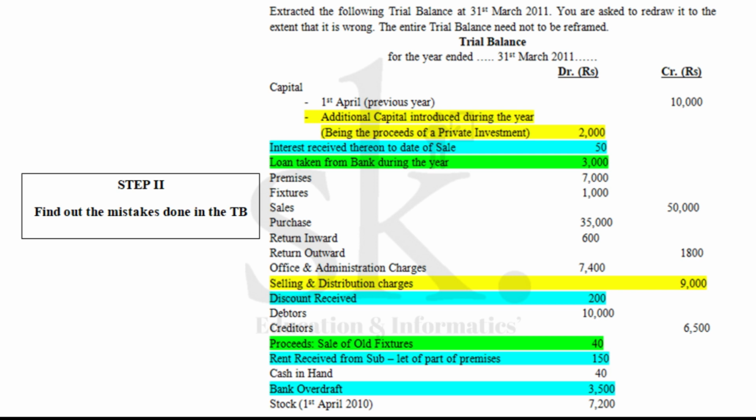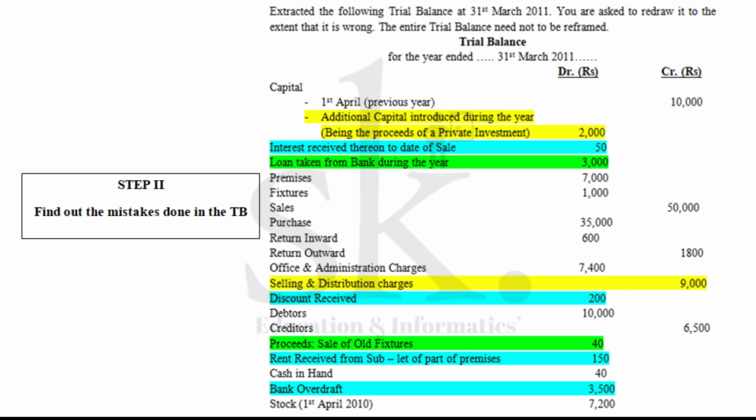So capital on 1st of April previous year, this was the introductory capital. Now capital, as you are aware, will be a liability, will be credit. Additional capital, so the capital which you have brought in at the very beginning and thereafter any additional capital introduced during the year, is basically a liability only. So it has to be credited. So this is the first mistake.